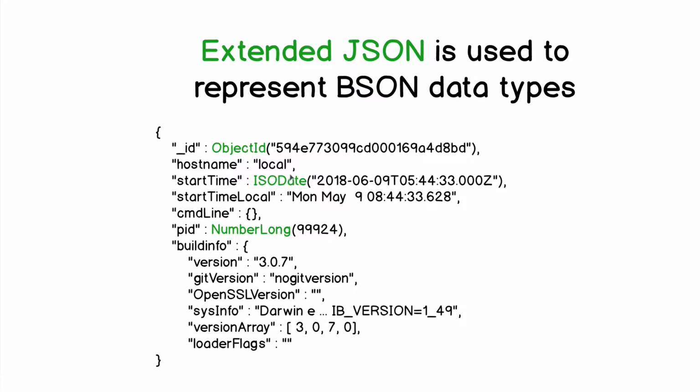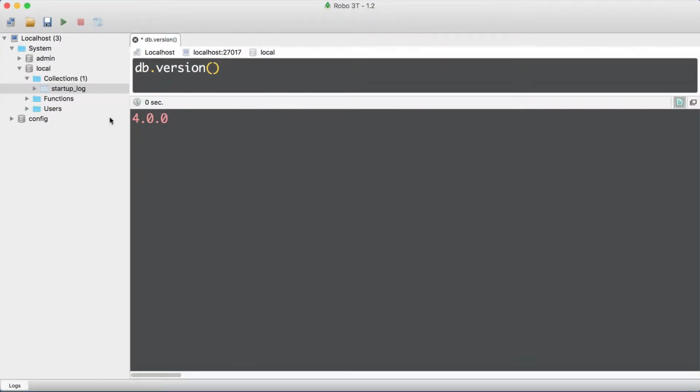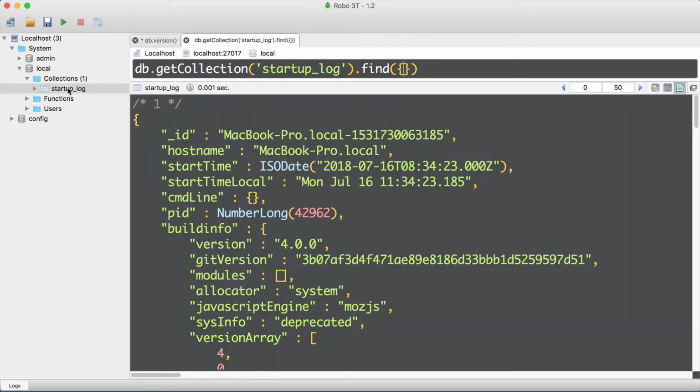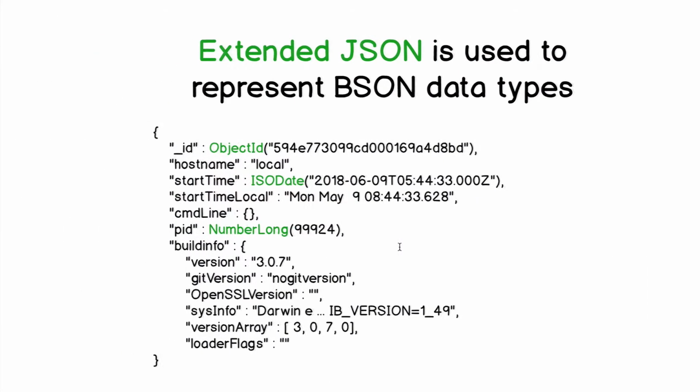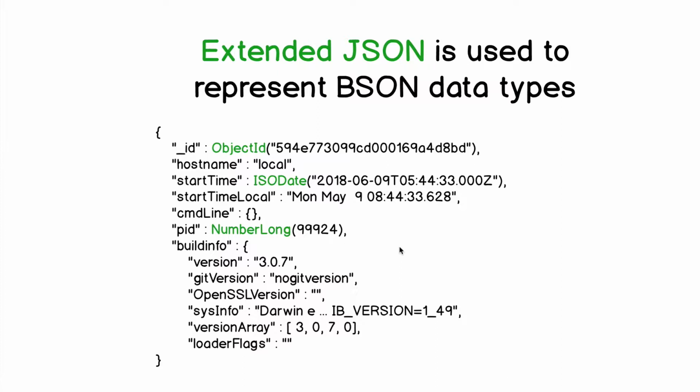And that's what you have seen, for example, when we discovered the startup_log collection. Here is an example of ISODate, here is an example of NumberLong, and that is a representation of one of the documents from the Mongo database. To summarize, extended JSON is something between JSON and BSON.